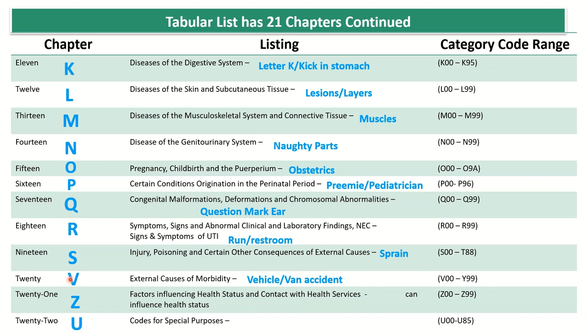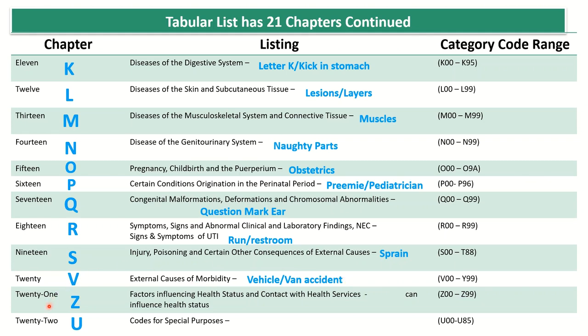Chapter 20, this is your external causes of morbidity, V00 through Y99. These are not illnesses or injuries, but this is the who, the what, the when, the where, the why that caused the accident. And a vehicle or van accident is a good example of an external cause of morbidity.